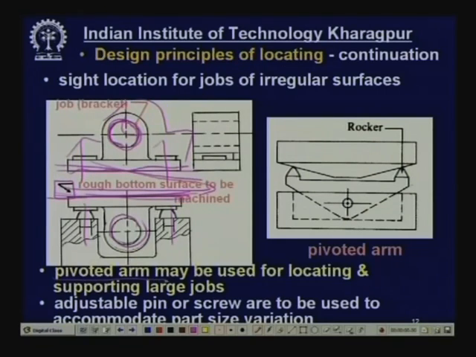Next, a pivoted arm may be used for locating and supporting large jobs. You know this: for any job on a flat surface, for locating, 3-point contact has to be there. The minimum number of points required is 3. If you use more than 3 points, the fourth point may or may not be in contact. But if the job is very large, one of the pin locations or contacts should be replaced by a double point location, that is, a pivoted type, which will be pivoted here. So, these 2 points will function equally. Adjustable pins or screws are to be used to accommodate part size variation, and this has already been mentioned.